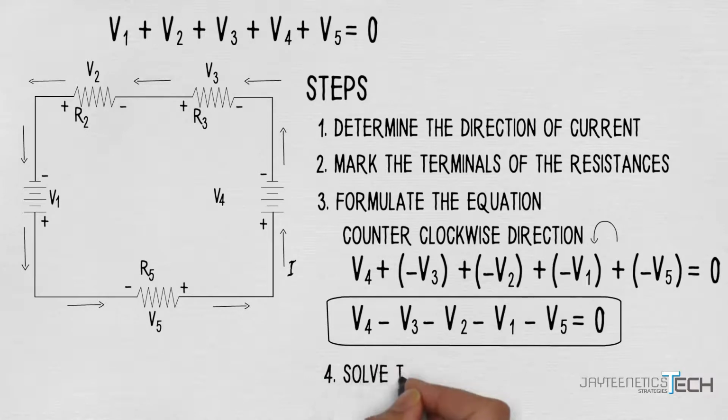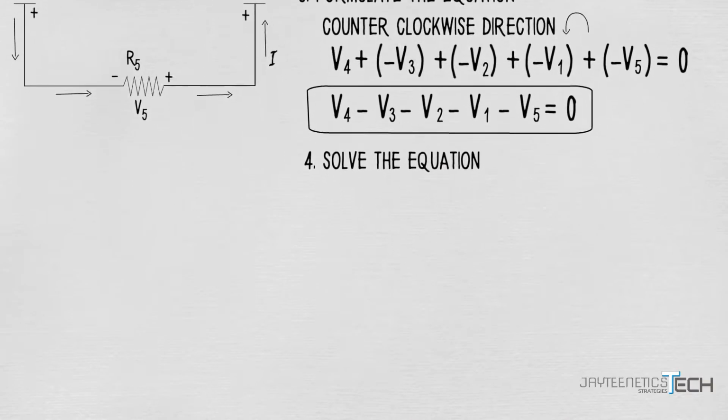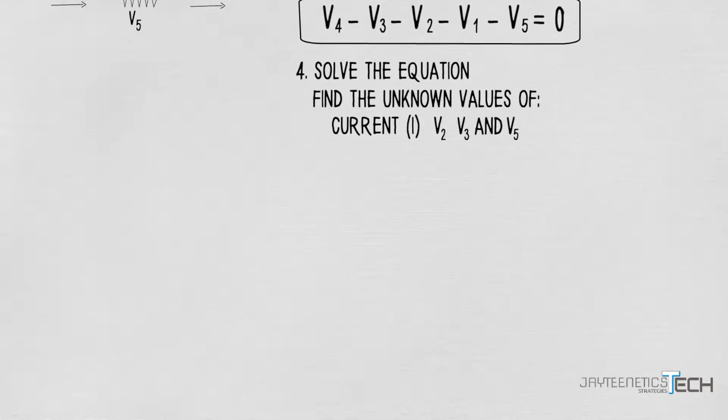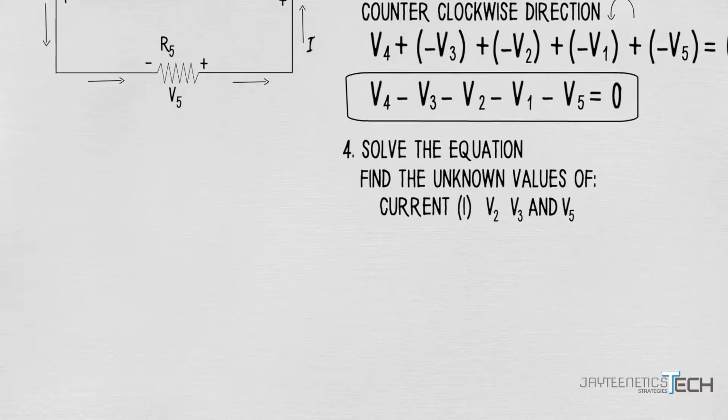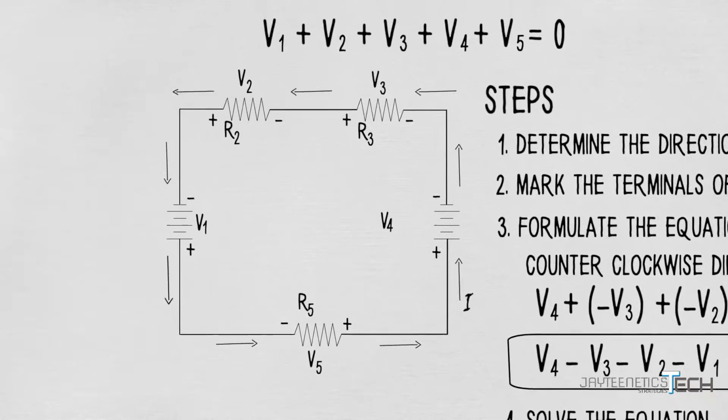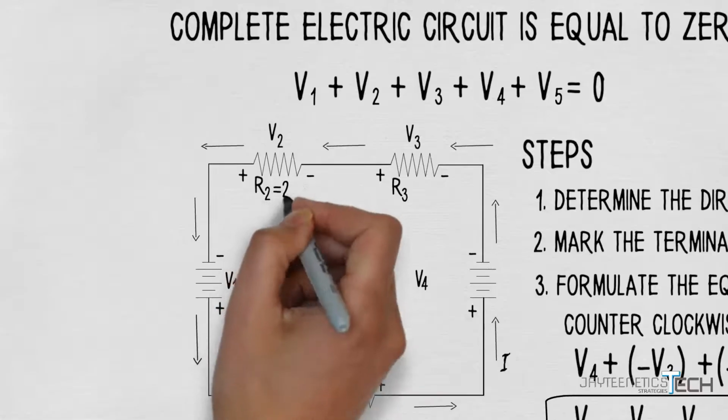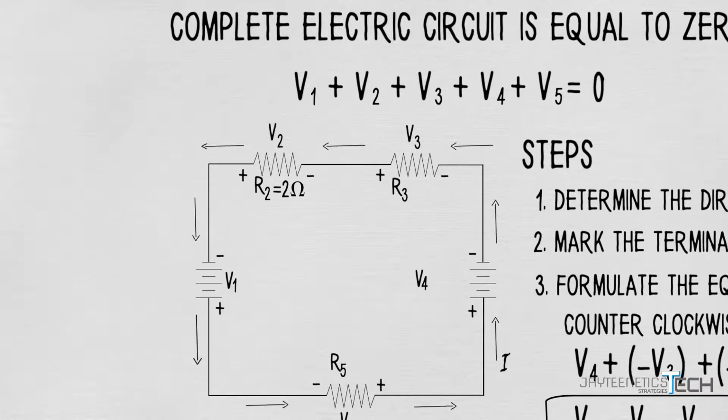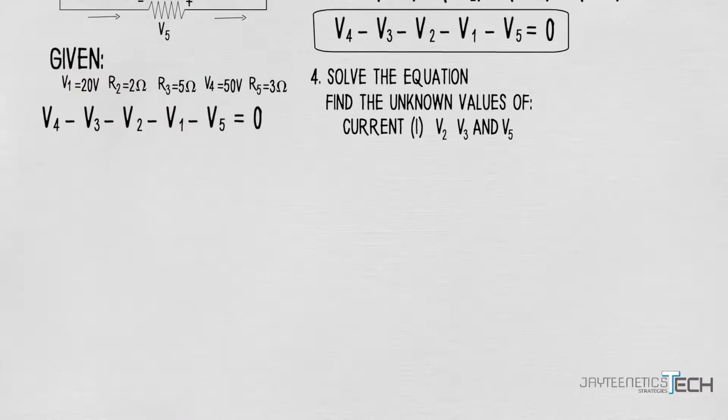Now that we have the simplified equation, we can now start solving the unknown values of I, V2, V3, and V5. But before that, let us supply the given values to our circuit. R2 is 2 ohms, R3 is 5 ohms, R5 is 3 ohms, V1 is 20 volts, and finally, V4 is 50 volts. These are the given, and this is our equation formulated a while ago.